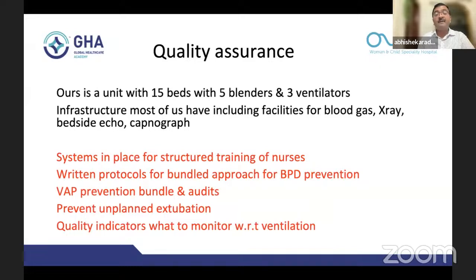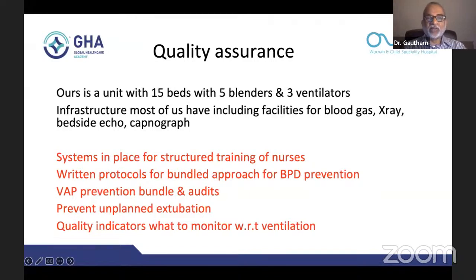So how do we prevent unplanned extubations? And what should be the quality indicators? What should each unit monitor and discuss on a monthly basis with respect to ventilation? Good questions. Let me pull up some slides.